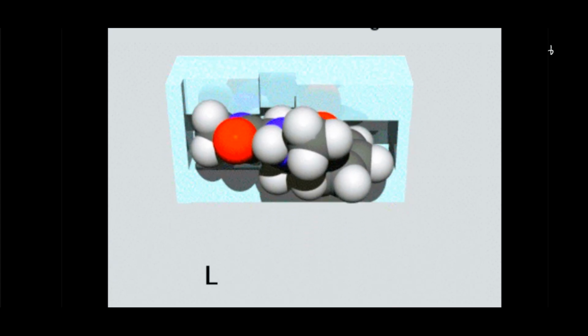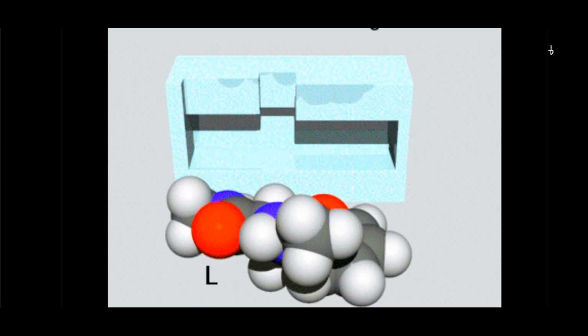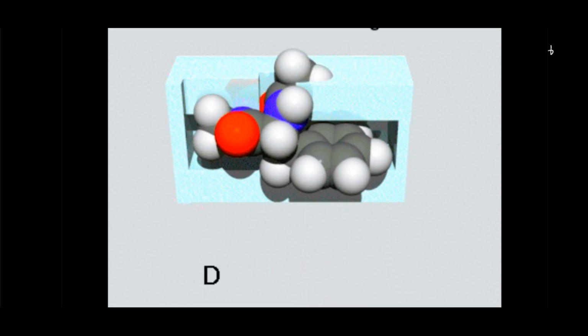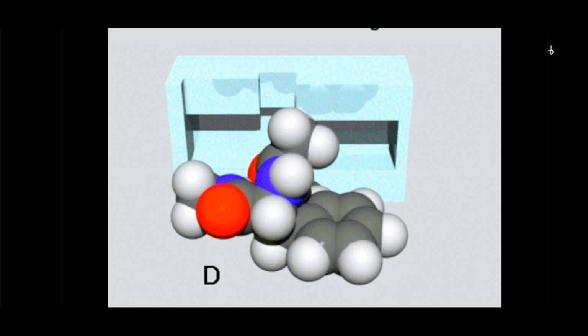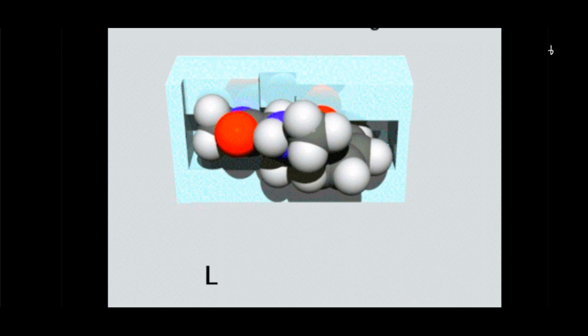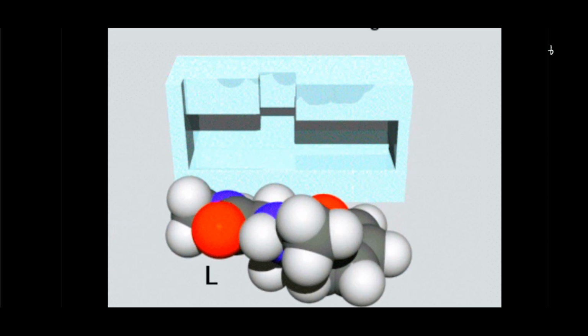This enantiomer binds to the receptor site perfectly. Its enantiomer does not bind to the receptor site and does not work. In fact, it could bind to a different receptor and cause harm. So many drugs are chiral and must be sold as only one enantiomer.